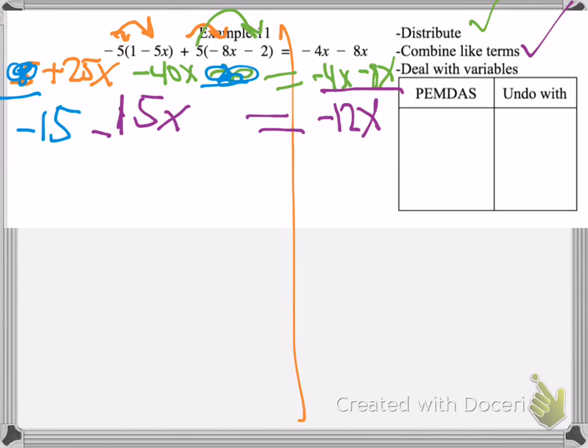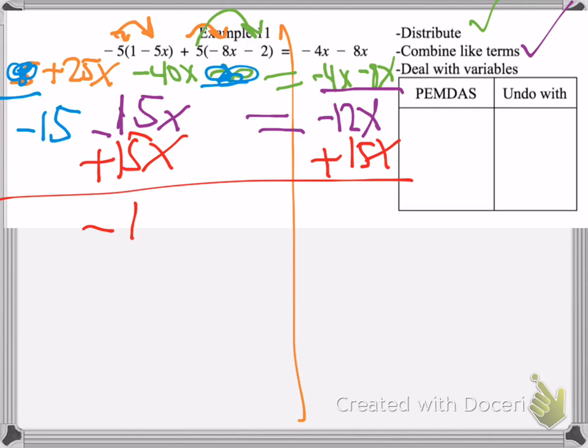I need to deal with my variables. So I have negative 15x. To undo that, I'm going to add 15x. If I do that to one side, I have to do it to the other. So negative 15x plus 15x canceled to give me 0, equals negative 12x plus 15x gives me 3x.